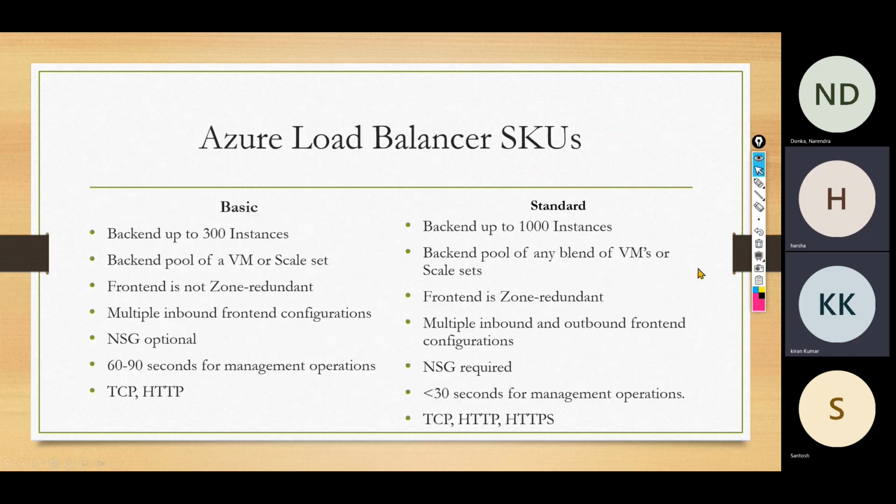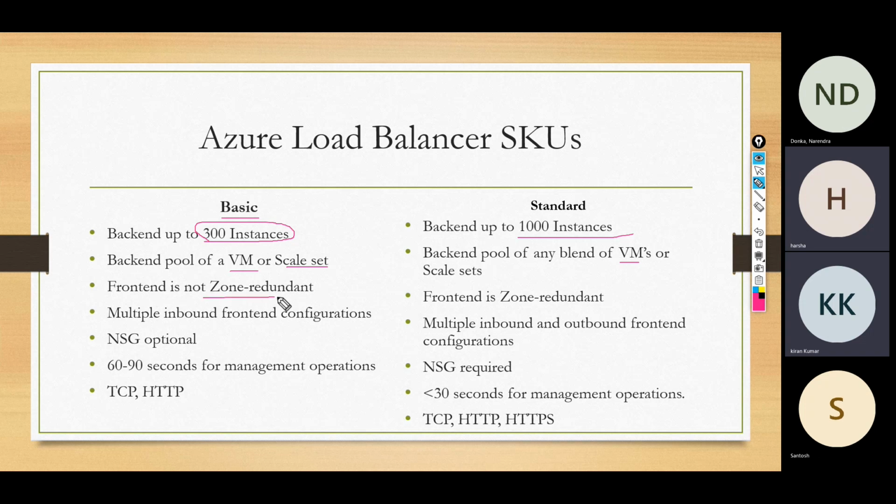Another difference is the backend. In the basic load balancer, the backend supports 300 instances, that means only 300 virtual machines can be added. But in standard, 1000 virtual machines, 1000 instances, can be added. The backend pool supports virtual machines and virtual machine scale sets; VMs with availability zone or availability set, and virtual machine scale sets, are all supported in the standard.